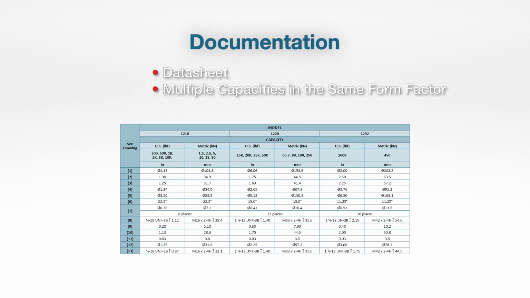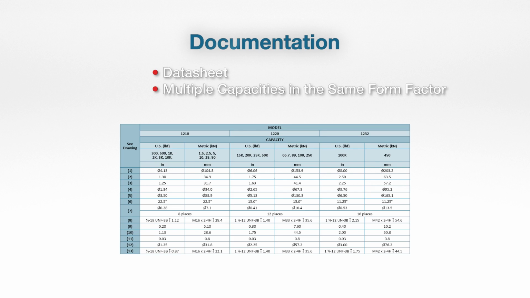Looking in at the closer look at the data sheet here, we've got our model information across the top. I just wanted to highlight that we often have different capacities all under the same form factor. So, for example, the 1210 model is available in, let's say, 300, 500, 1K, 2K, 5K, and 10K capacities, all with the same form factor dimensions below that. Oftentimes customers don't realize that, so I just wanted to touch on that. And again, each one of those is going to have a full-scale output corresponding to the load cell for that capacity.